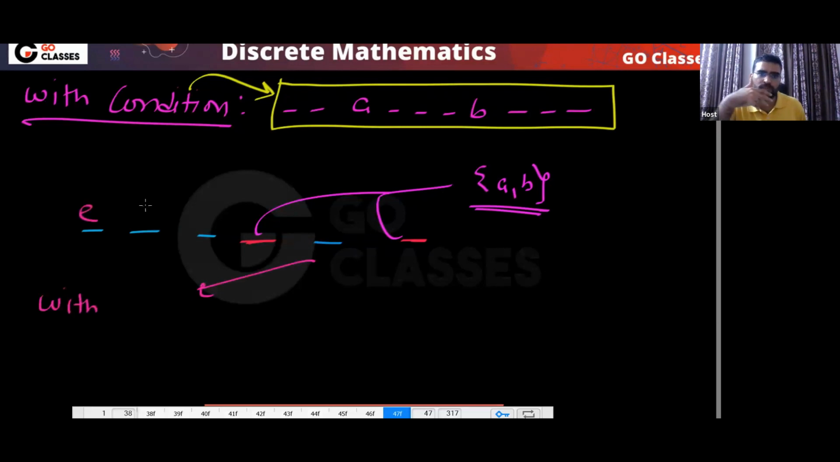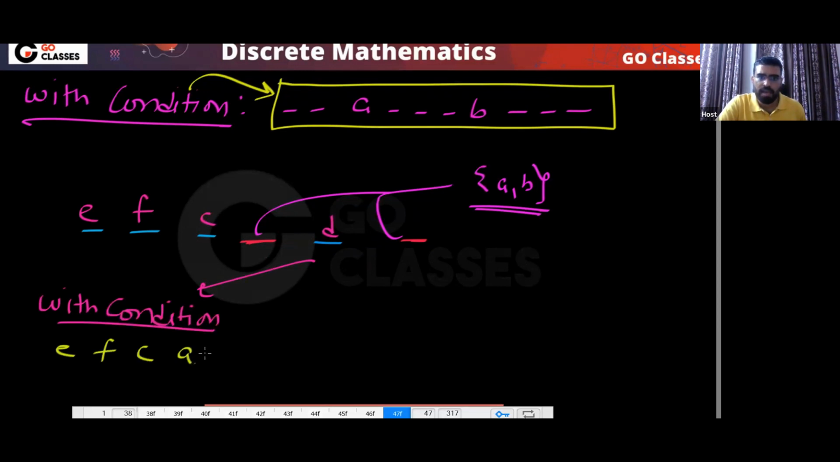Let's assume E, F, C, D. So with this condition you will get only one thing: E, F, C, A, D, B. Only this you will get with condition.